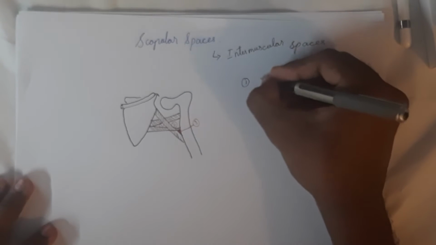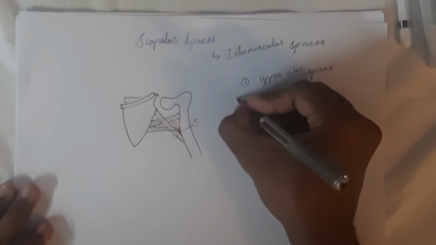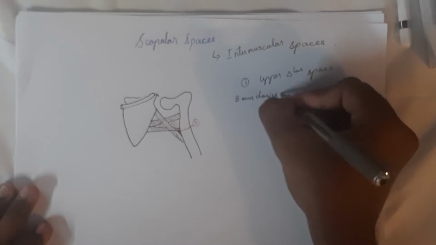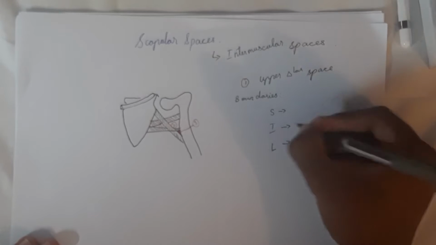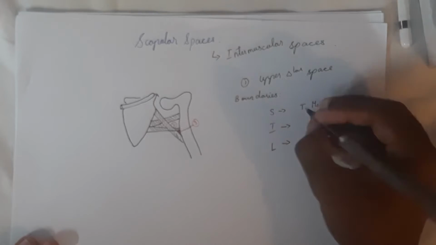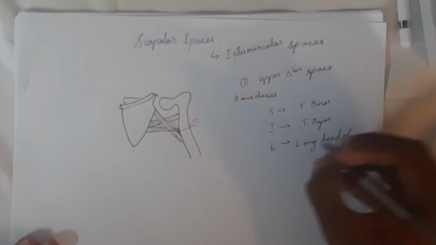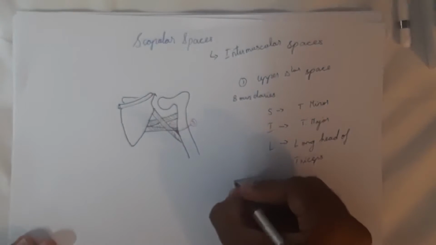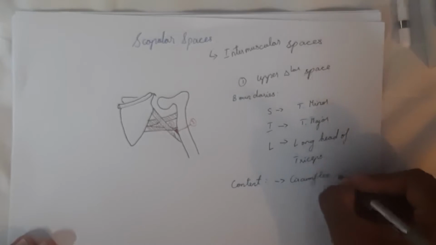And now we move on to the upper triangular space. There are two things to write about the upper triangular space, that is the boundaries and then the contents. So for the boundaries, the superior, inferior and lateral boundaries. The superior will be teres minor, inferior will be teres major, and the lateral is going to be the long head of triceps. And now on to the contents. It will be the circumflex scapular artery.